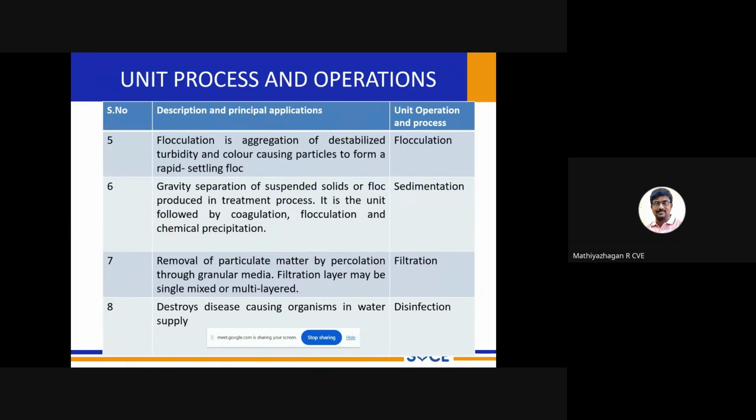Finally, after the filtration, the water is clean, but the question is whether the water is safe or not. To ensure the safety of consumption, we go for disinfection. One of the cheapest ways of disinfecting the water is chlorine, that is the chlorination process.